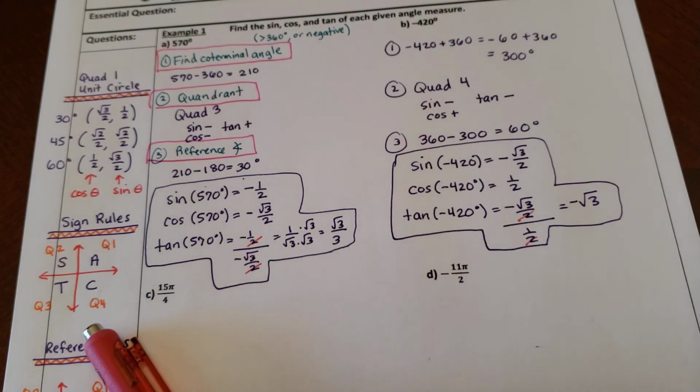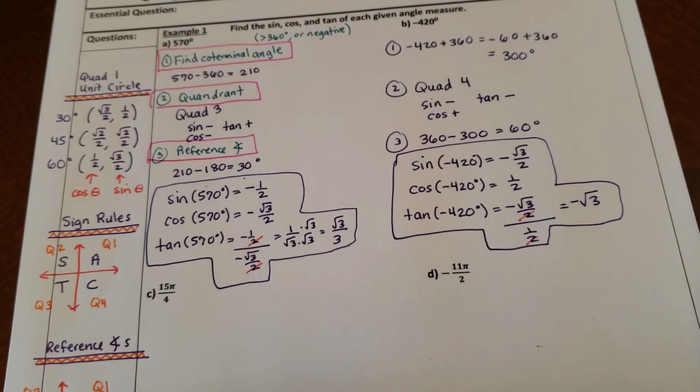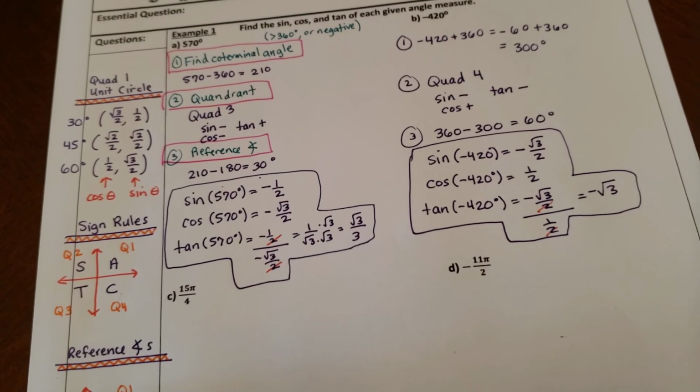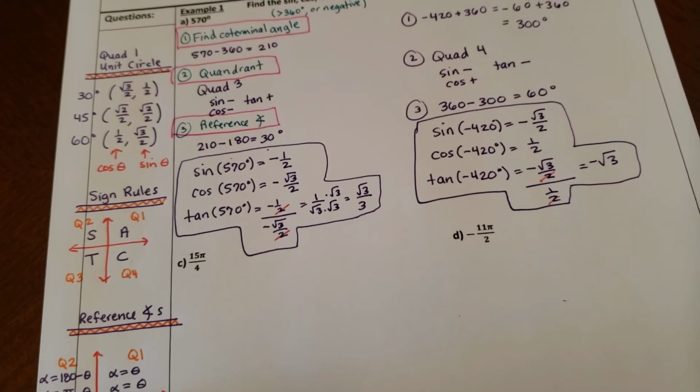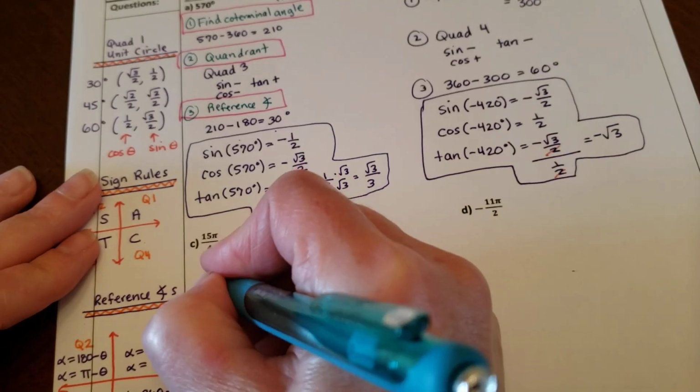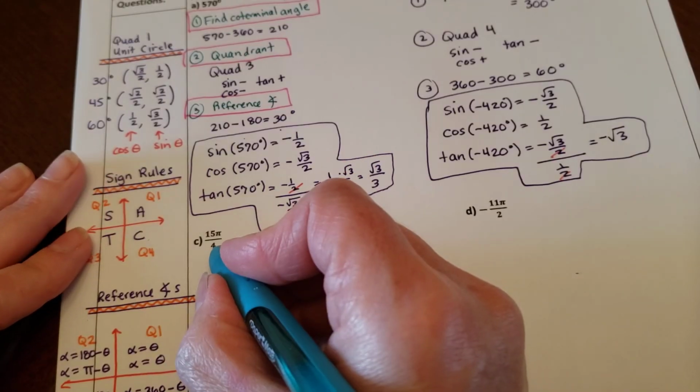So that's basically for degrees. Now we're going to go through and do the same thing for the radians, which I know is a little trickier for some of us. So let's go ahead and start. For these, we're going to do the exact same thing, but everything in terms of pi. So we're going to first find the coterminal.